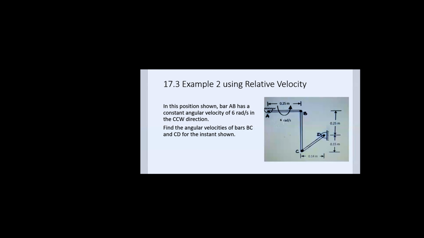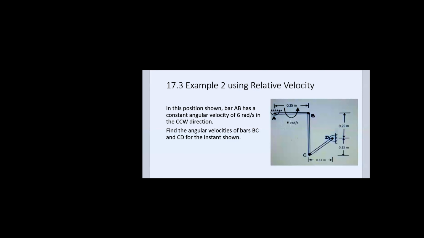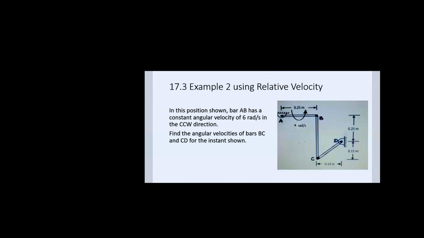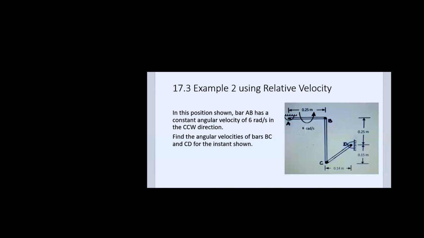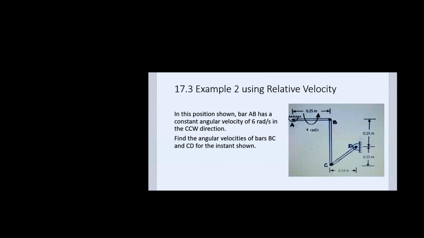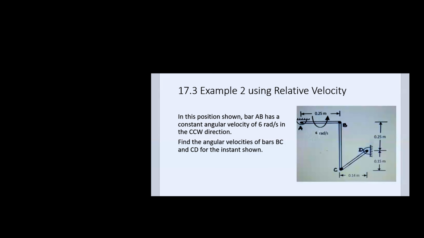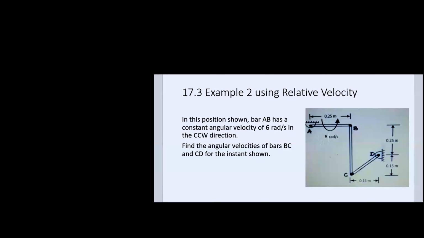It's just saying that at this position, don't worry about it moving or anything, it's just at this position at this moment in time, bar AB has a constant angular velocity of 6 radians per second in the counterclockwise direction. It's asking us to find the angular velocities of both bars, BC and CD, at the instant shown.